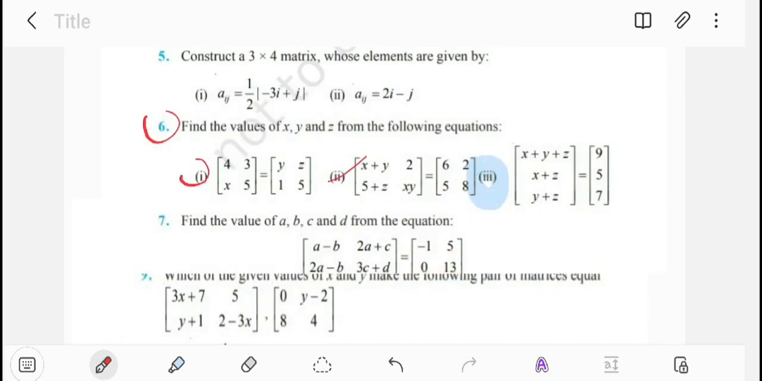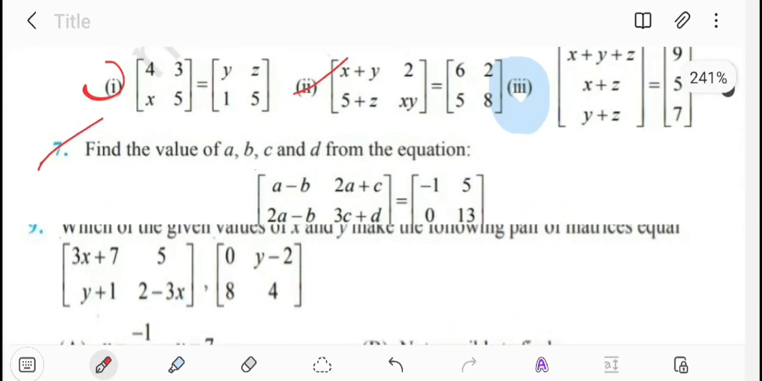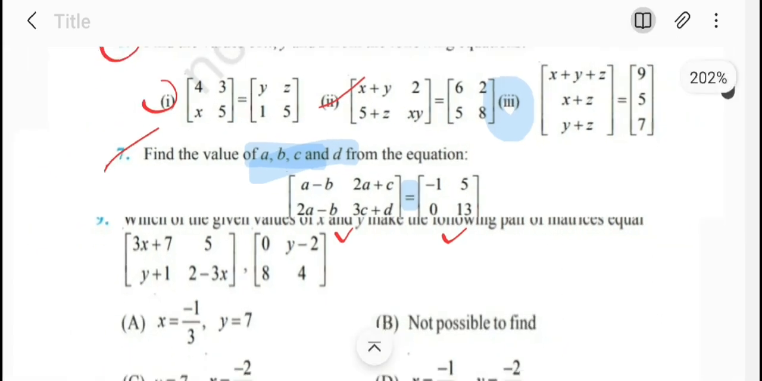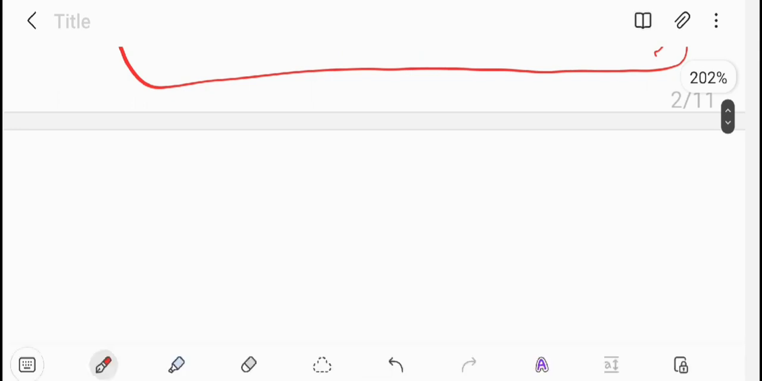Okay, so now let's move ahead to question number 7. In question number 7, again what are we given? We are given that the two matrices are equal. We have to find the values of a, b, c and d. Again a similar concept: we first check the order. Yes, they are of the same order. Now second, their corresponding elements should be the same. Just by moving on the same lines as we did in question number 6, we can proceed with question number 7.